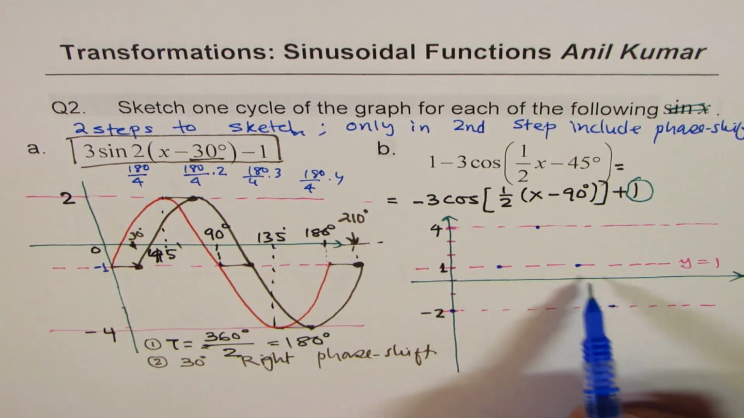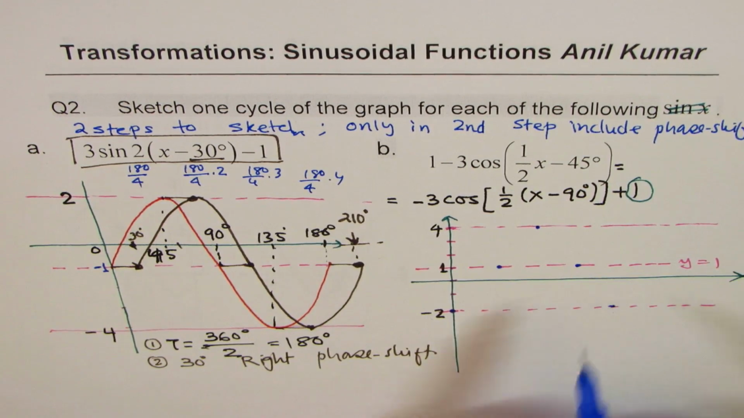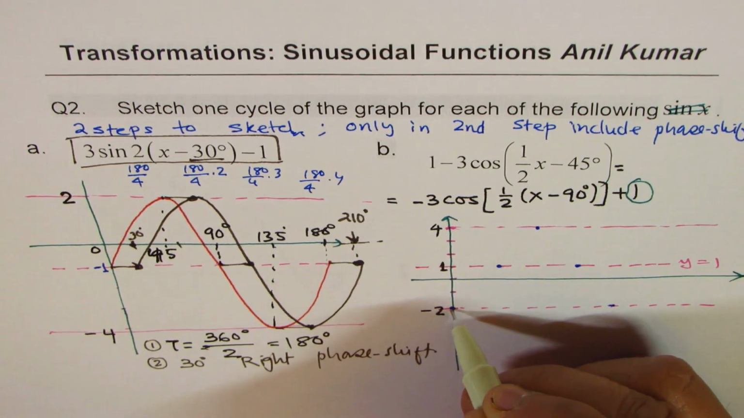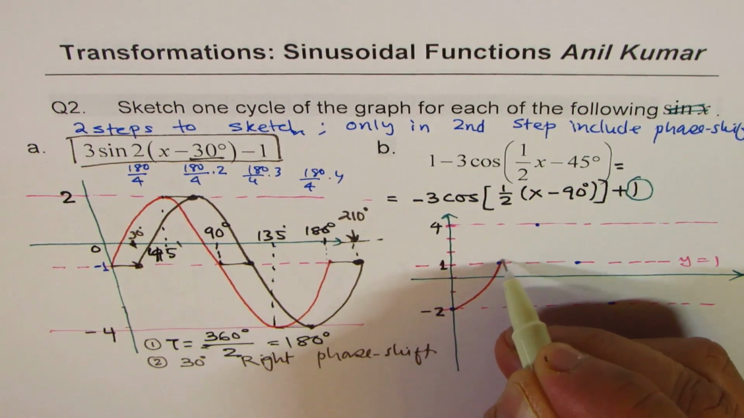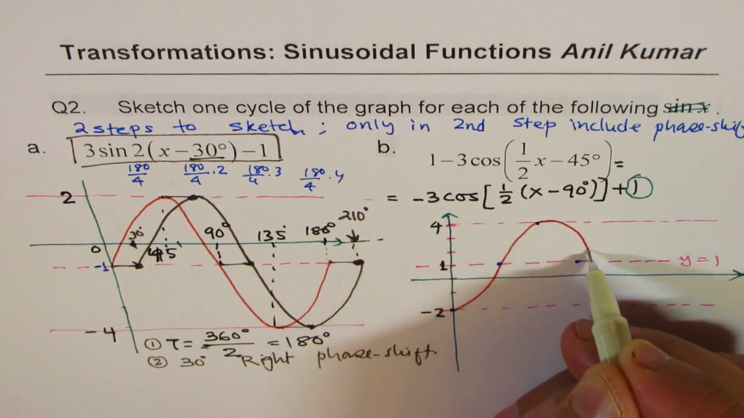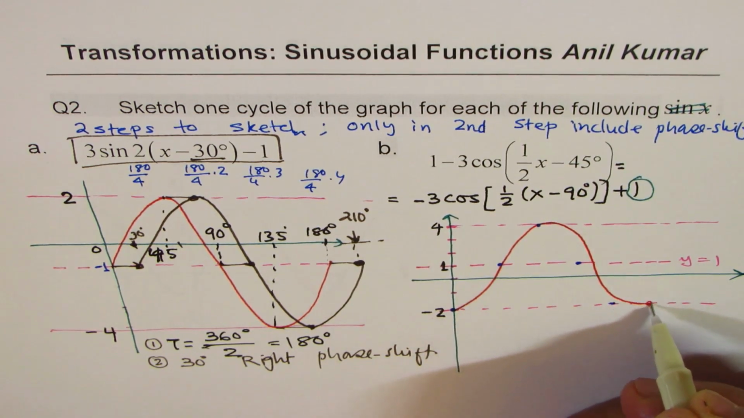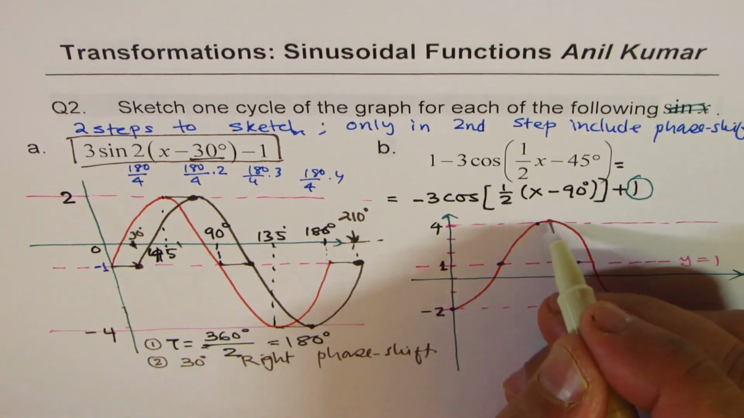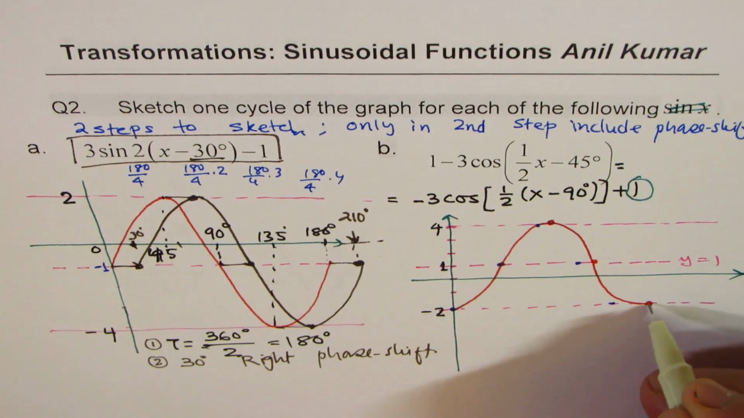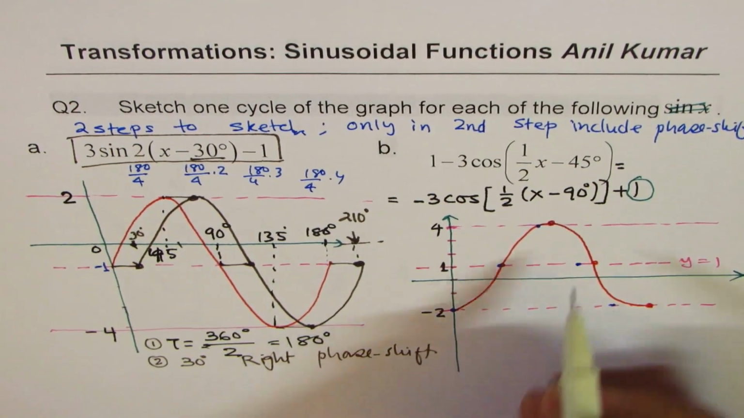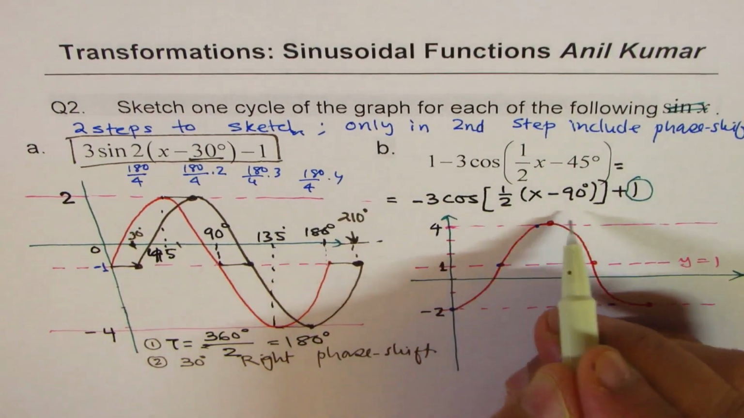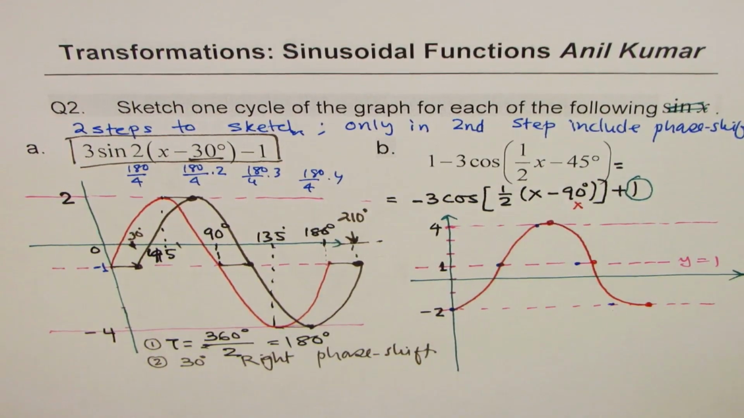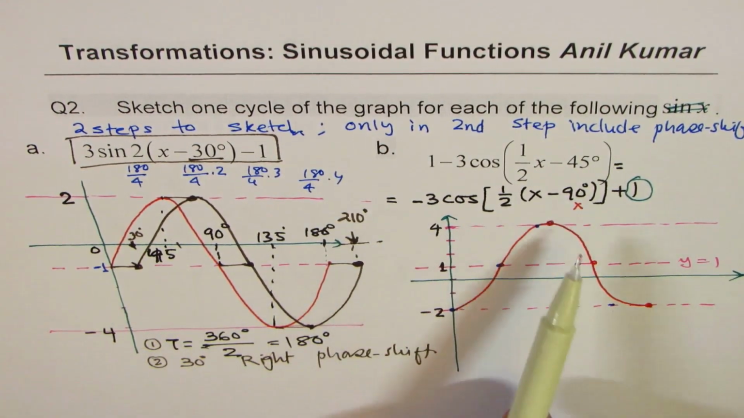So I took these points very close. Let me just make a sketch first and then we will connect, okay? So the function starts from here. So let me make this cosine wave. Let's say these are my 4 points. Okay, that's okay. So what we have sketched here is everything but not this minus 90 degrees, right?